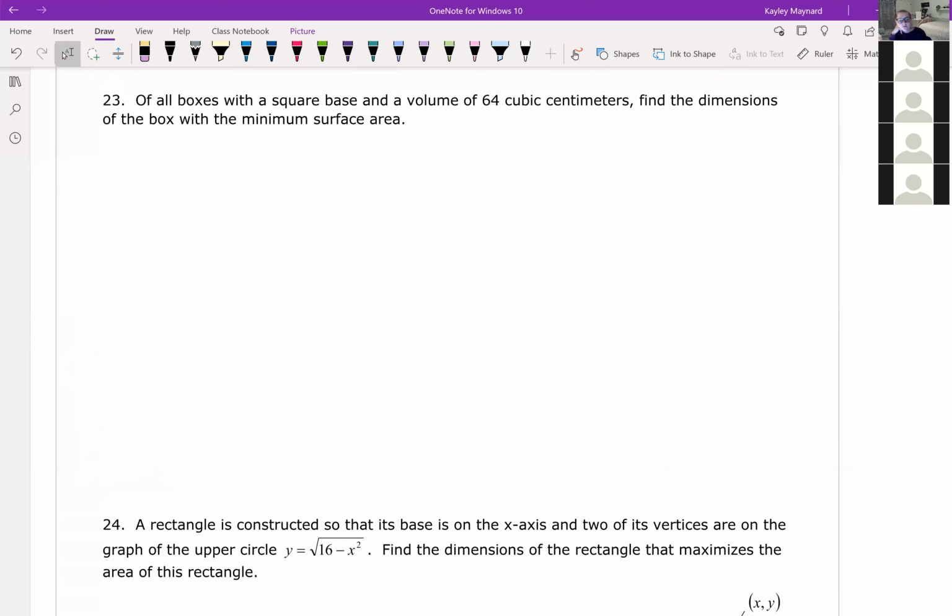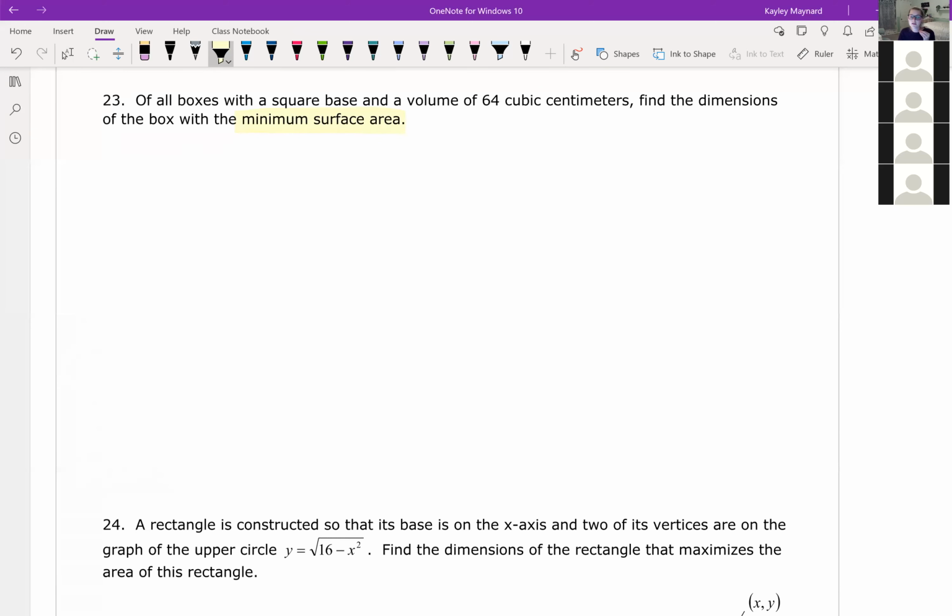But anyways, so 23 is: of all boxes with a square base and a volume of 64 cubic centimeters, find the dimensions of the box with the minimum surface area. Okay. So we want to minimize the surface area. So that's the first thing that you want to identify. What are we minimizing? So minimizing the surface area. So you will need the surface area equation.